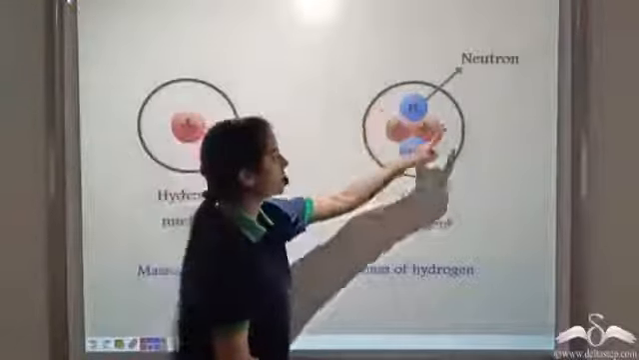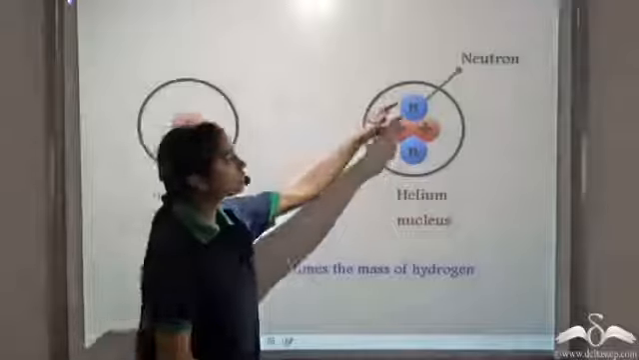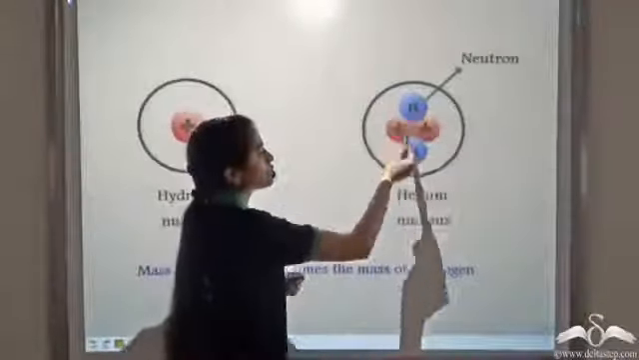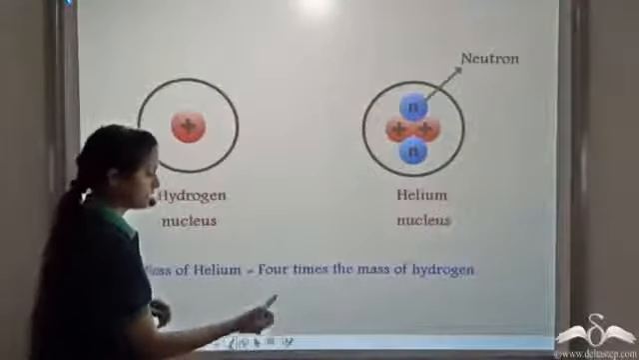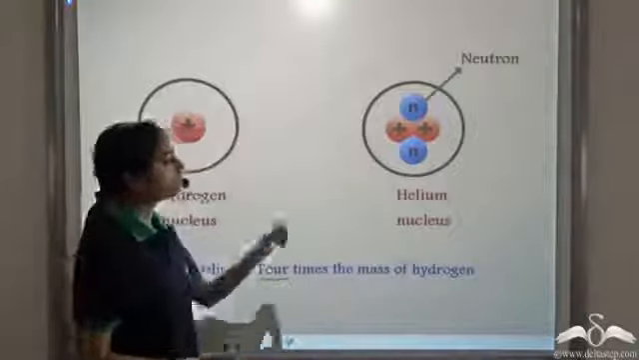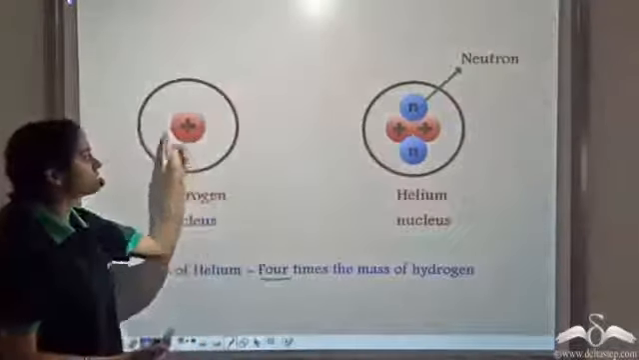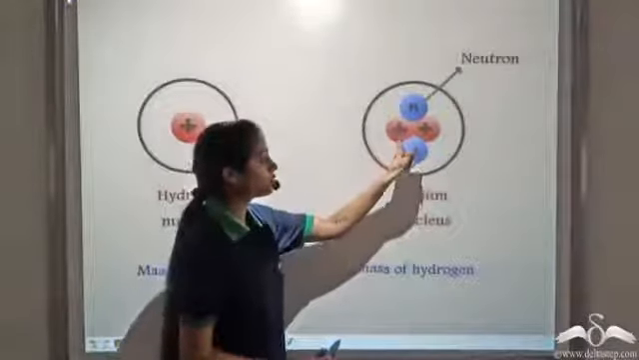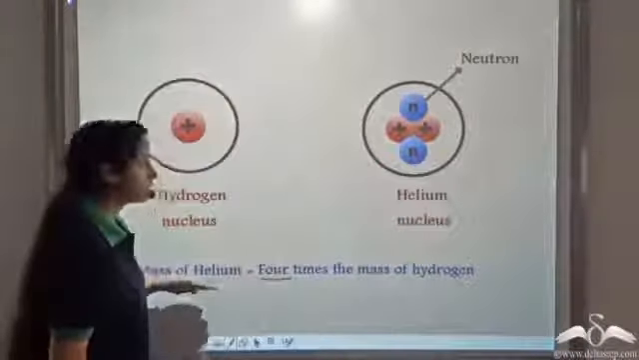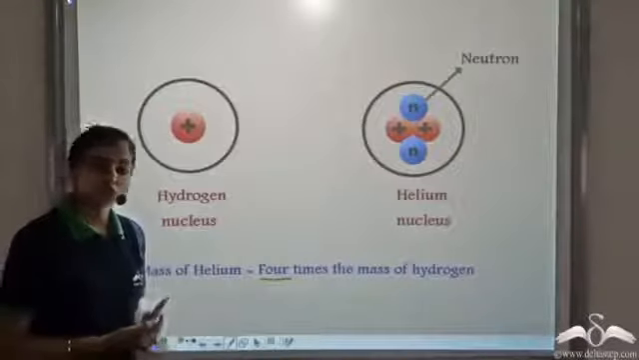Helium nucleus has 4 times the mass of hydrogen nucleus. Therefore, it has 2 extra neutrons. These 2 neutrons make the mass of helium nucleus 4 times the mass of hydrogen. Since we know that the mass of neutron is equal to the mass of proton, and hydrogen nucleus has only 1 proton, these 4 particles, 2 protons and 2 neutrons, make the mass of helium 4 times the mass of hydrogen. And hence, this is how neutrons were discovered.